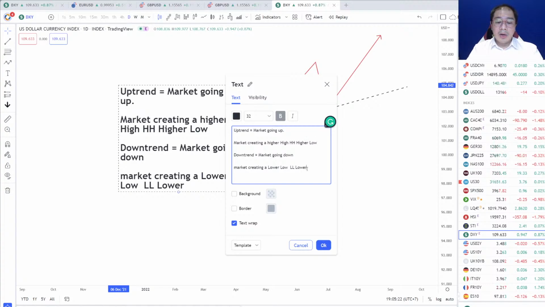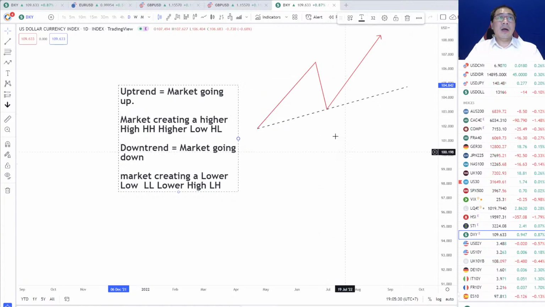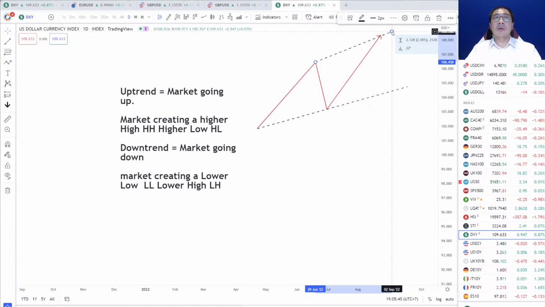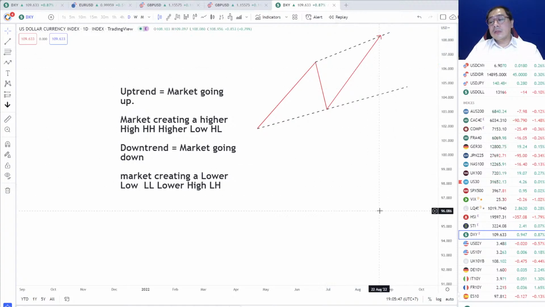And then lower high, LH. Okay. So if you see a market creating a higher high, okay, that part is the higher high, and then it creates a higher low, then you know that it's in an uptrend. Very simple. That's basically the two criteria that we are looking for to identify a market to be in an uptrend.